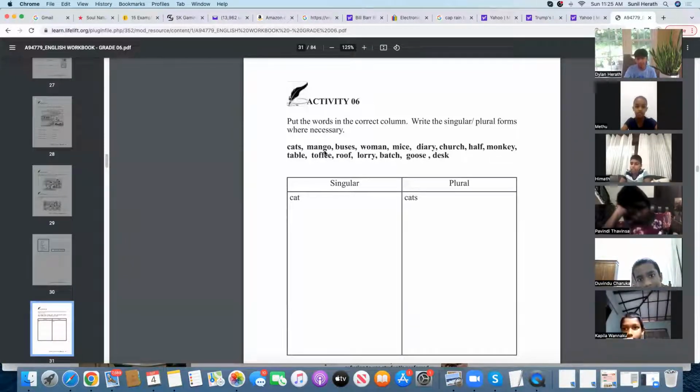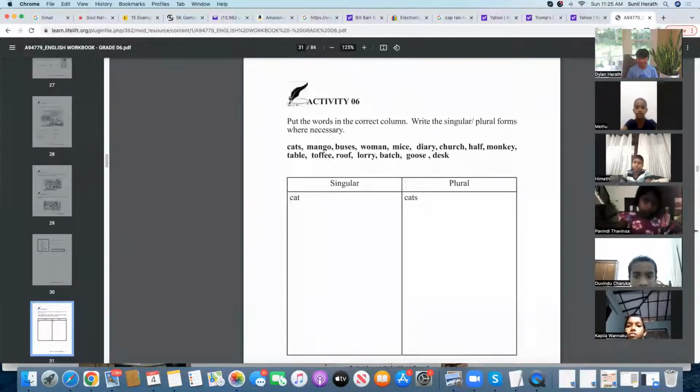Mango is singular. Does anyone know what would be the plural of mango? Actually, wait. I think it might be here. It is not here. All right. So I will just ask, what is the plural of mango? Anyone can answer this. If you have one mango, but you have many, what?